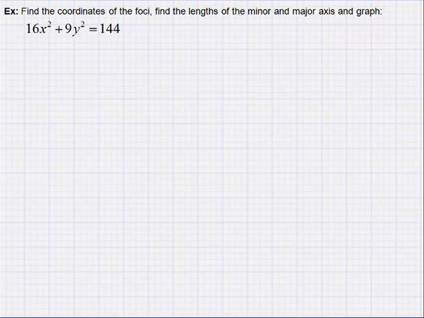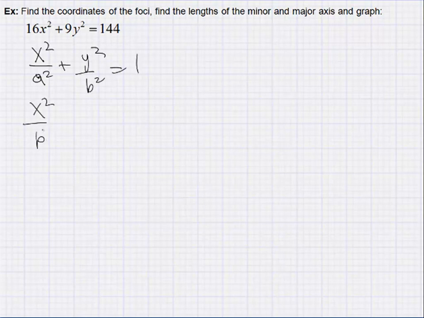So one more. The equations aren't always going to be in exactly the form you want them to be, and lots of times you have to turn them into the form you want. So for our ellipse, our forms have to be x squared over a squared plus y squared over b squared equals 1, or x squared over b squared plus y squared over a squared equals 1. The key is it's got to be equal to 1.